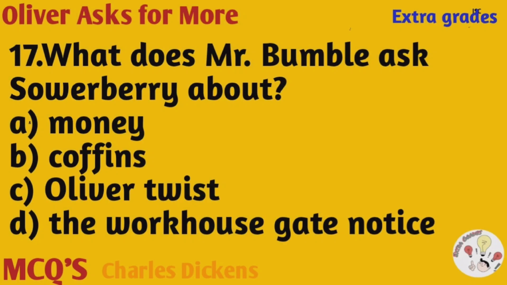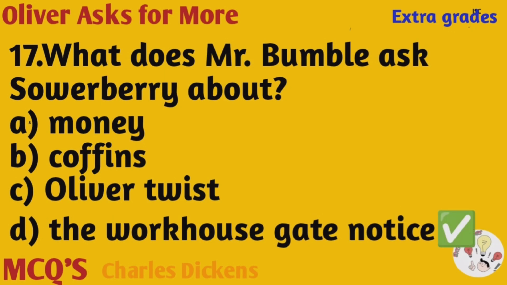Question number 17. What does Mr. Bumble ask Sowerberry about? The options are A, money, B, coffins, C, Oliver Twist, D, the workhouse gate notice. And the correct option is D, the workhouse gate notice.